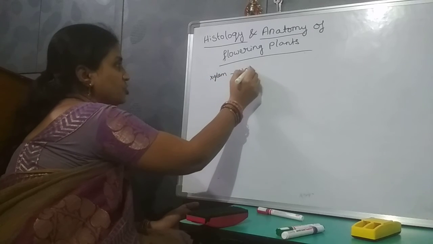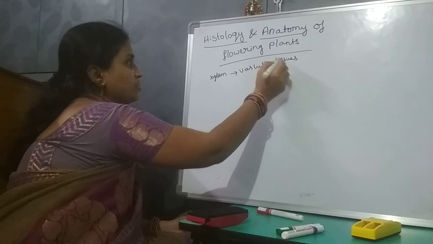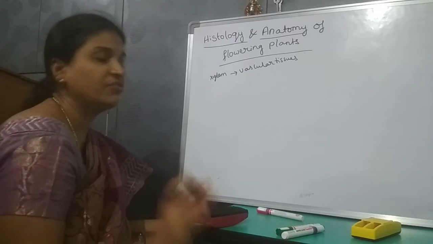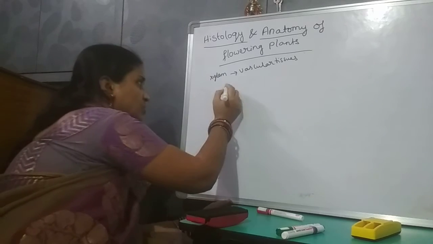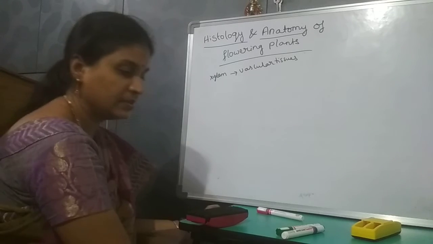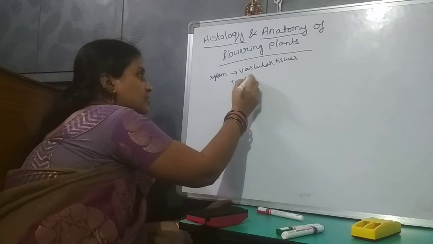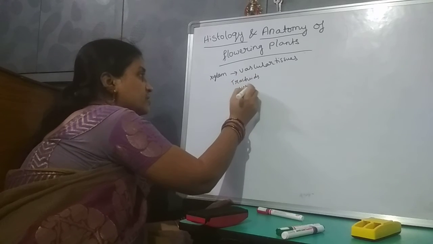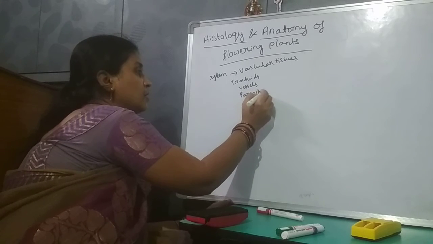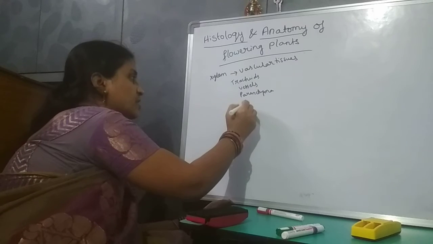Xylem is a vascular tissue. Here different types of cells are present, sometimes with the same function only, but different types of cells are present. Xylem has what cells? Tracheids are present, vessels are present, xylem parenchyma is present, and xylem fibers are present.